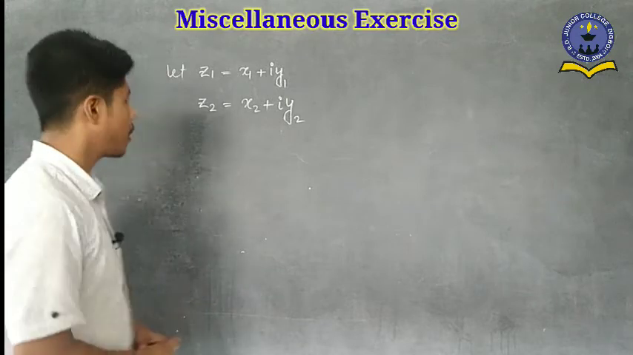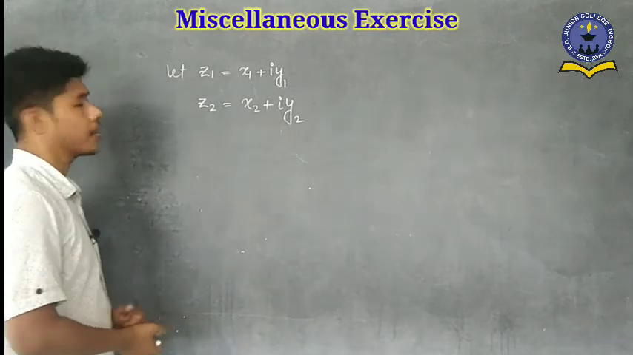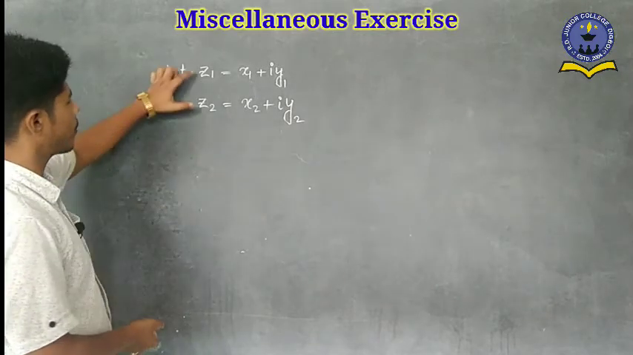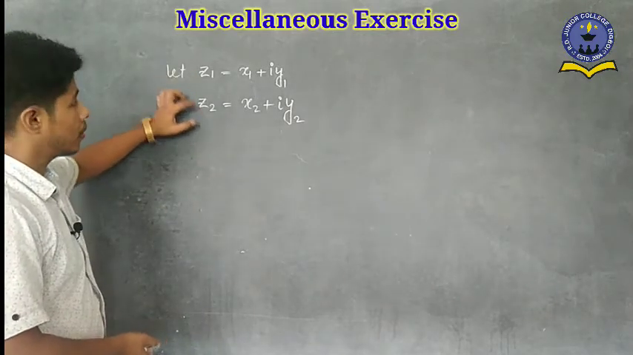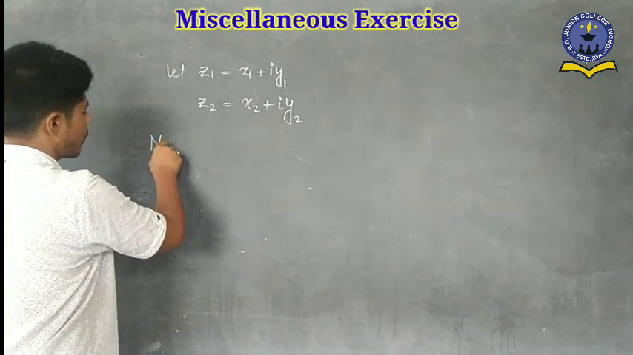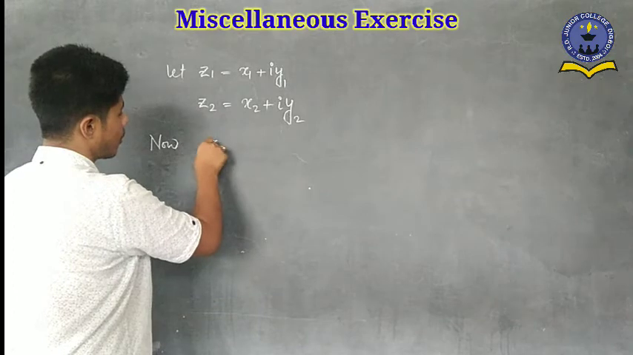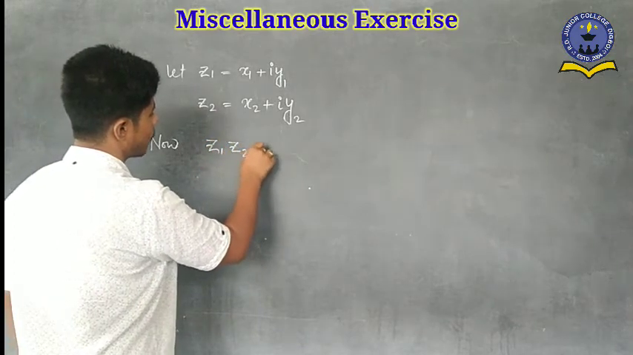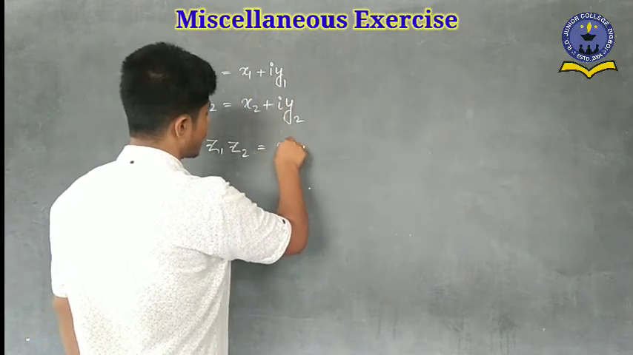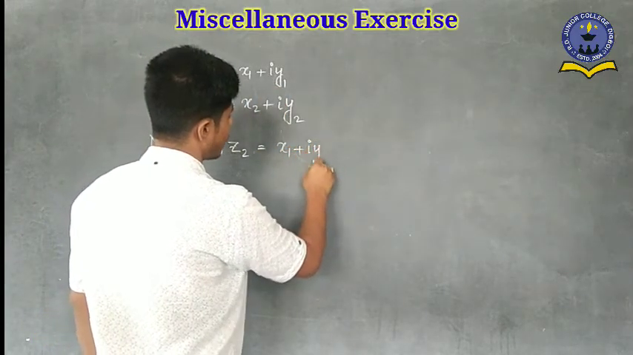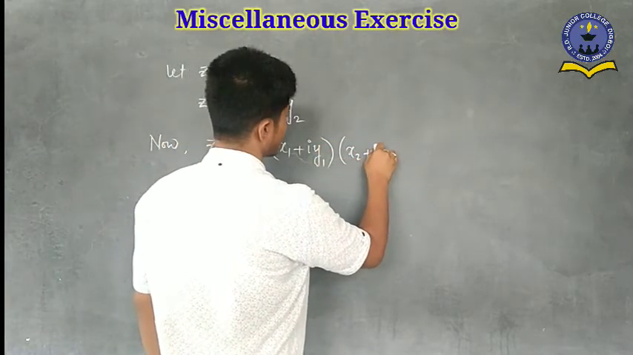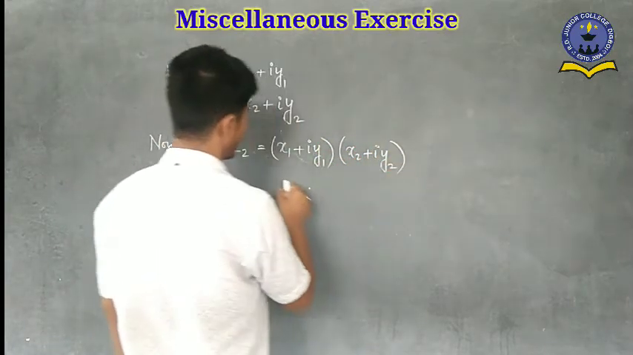Is it clear? So now first of all, what do we need? Real part of z1 z2. For real part of z1 z2, first of all we have to multiply these two. z1 z2 we need, so that's why we have to multiply these two. Now if we multiply these two, let's see what we get. z1 and z2 multiplied: x1 plus i y1 into x2 plus i y2. So we have to multiply these two.